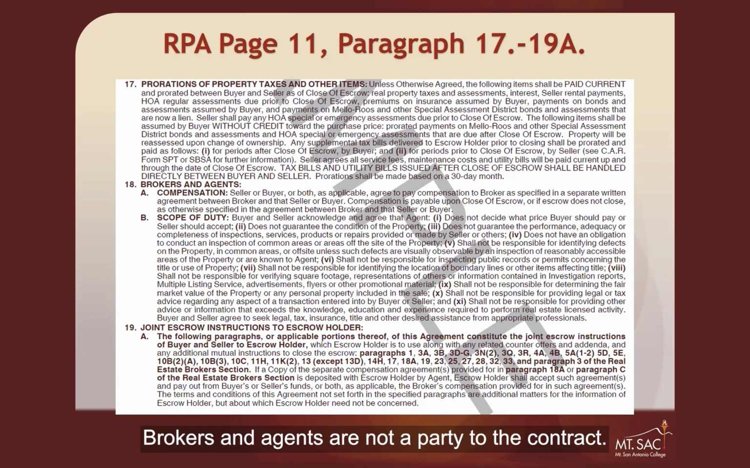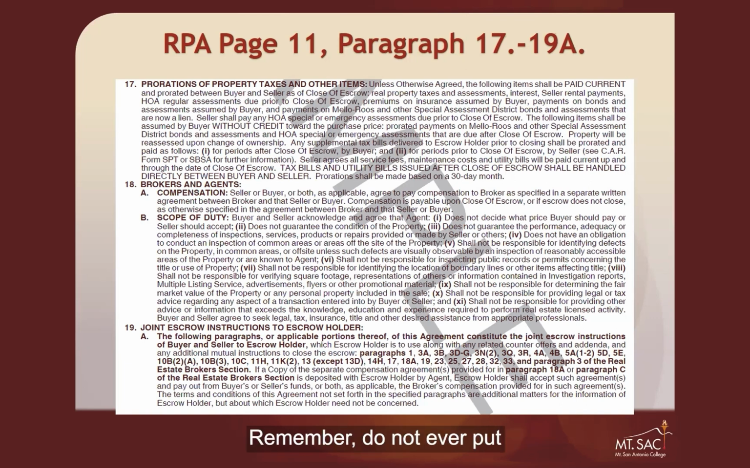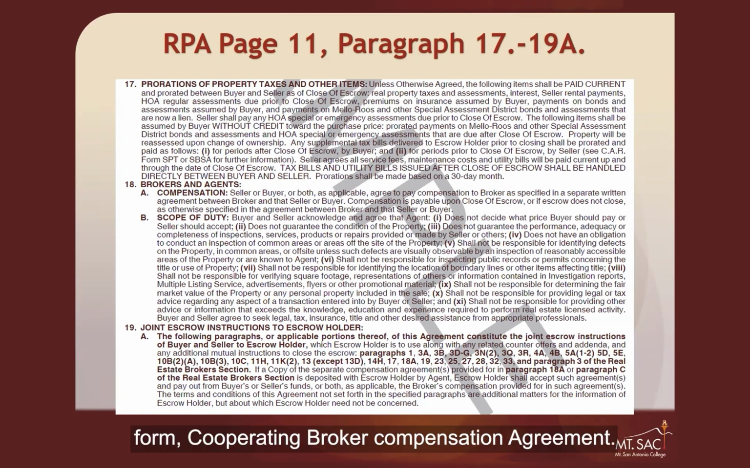Brokers and agents are not a party to the contract, but paragraph 18 refers to another agreement that deals with commission. Remember, do not ever put your commission in this agreement. Let's say you're representing a buyer and the commission the listing agent is offering you is too low and you want more money, you do that with the CBC form, Cooperating Broker Compensation Agreement. And you do that before you show the buyer the house, right?